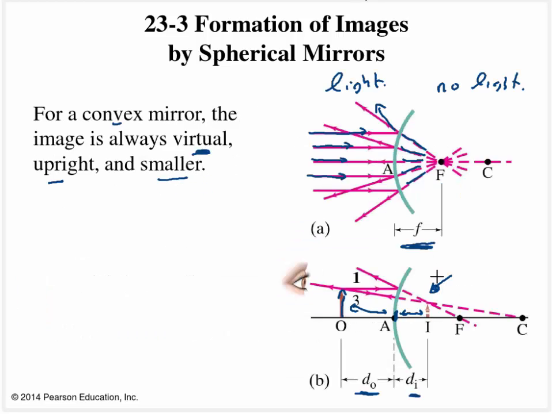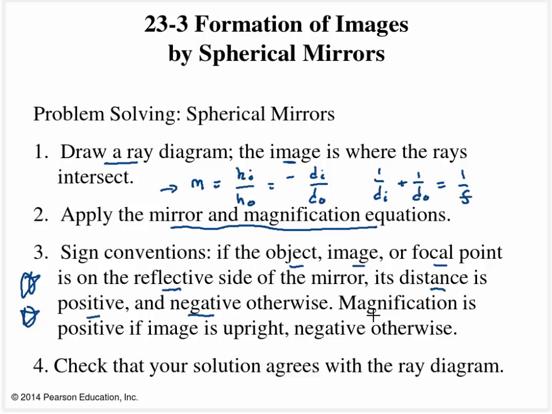So coming back to this guy over here, for the convex mirror, the focal point is not on the shiny side of the mirror, so in this case the focal length is going to be negative. Same thing with the image distance. It's not on the shiny side, so the distance to the image is going to be less than 0. Keep in mind that magnification is going to be positive if the image is upright, and negative otherwise. And then just do the math and check to make sure your solution agrees with the ray diagram.